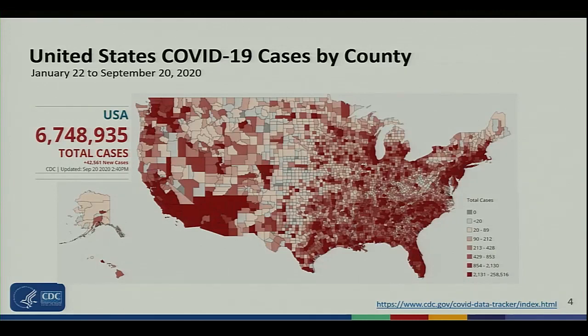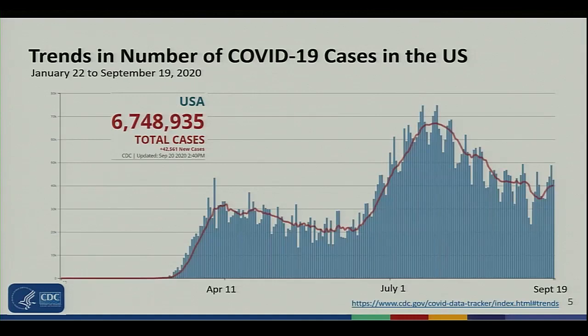As of September 20th, a total of 6.7 million COVID-19 cases have been reported to CDC. This map shows the cumulative case counts by county, with the darker red representing larger numbers of cases. This figure shows the trend in the number of COVID-19 cases reported per day in the US, with the 7-day moving average in red. Nationally, cases peaked in mid-July and have been decreasing over the past 2 months.